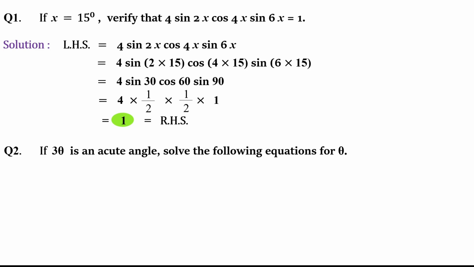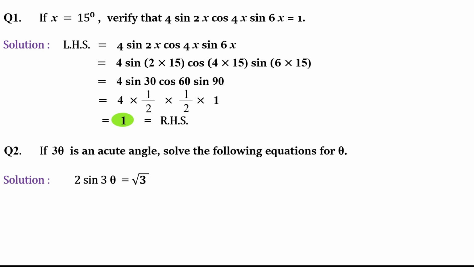Now the second question says 3 theta. Theta is an angle, you know, and it is thrice of this angle theta. 3 into theta. 3 theta is an acute angle. Now they have asked you to solve the value of this theta in the following equation. An equation is given. So let's see. This is the equation given. 2 sine 3 theta is equal to root 3.